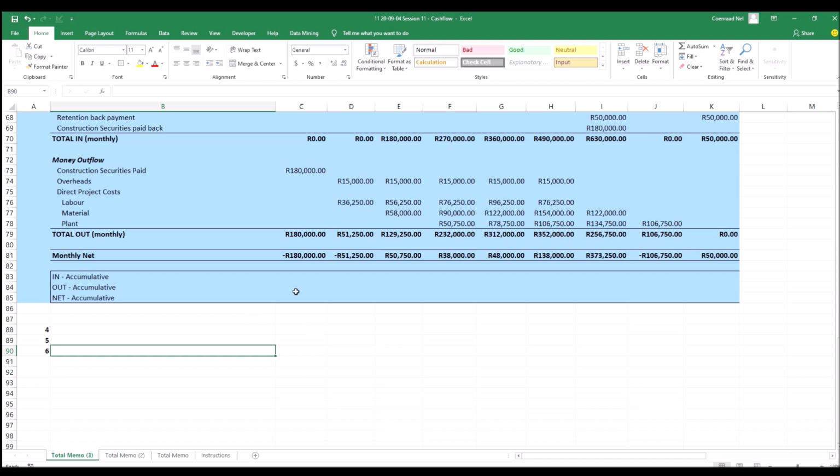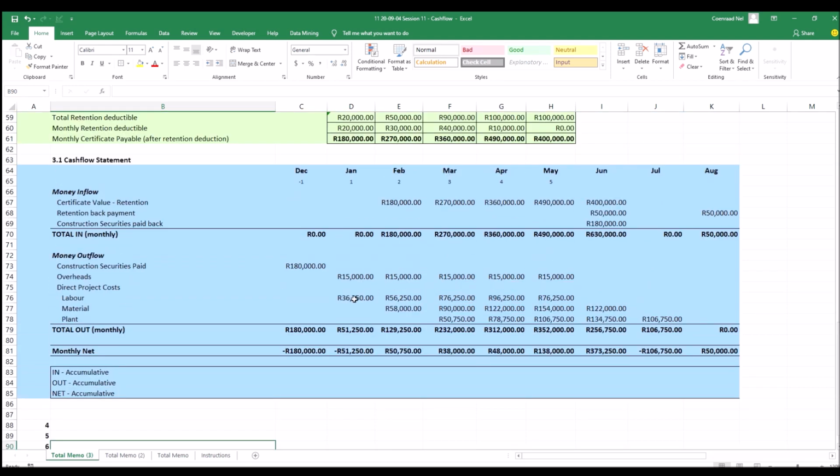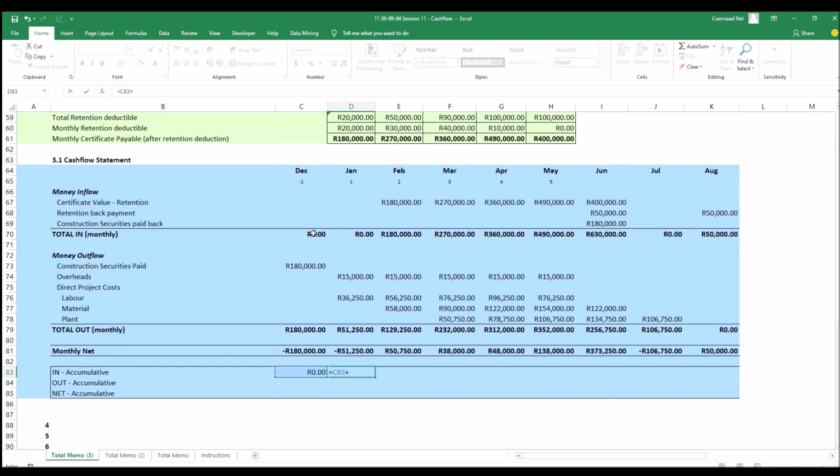Good. So now that I've done all the calculations, I need to add up a bit of information. Let's start with the accumulative in. So my growth in money moving into my account, that would be that plus that, and then we can drag this up right to the top.